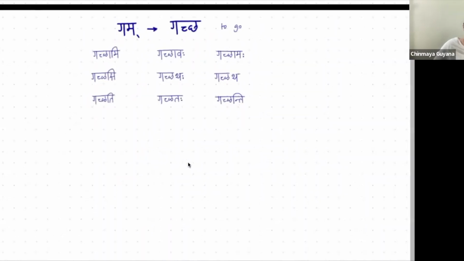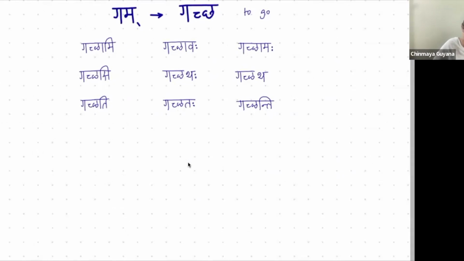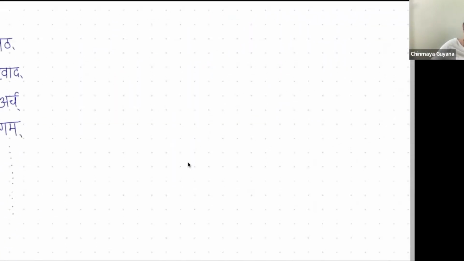We also saw that some verbs are a little more fancy. They need their own treatment. You need to know how to deal with them. Like gam, to go, does not become gama. It becomes gaccha. The verb base becomes gaccha. So to gaccha, now you add all the endings: ami, avaha, amaha, etc. So you take the verb root, you make it a verb base, and to the verb base, you add the endings. And how do you know the verb base? Most of the time it is removal of the halant. If not, I will always specify. So far, so good, right?